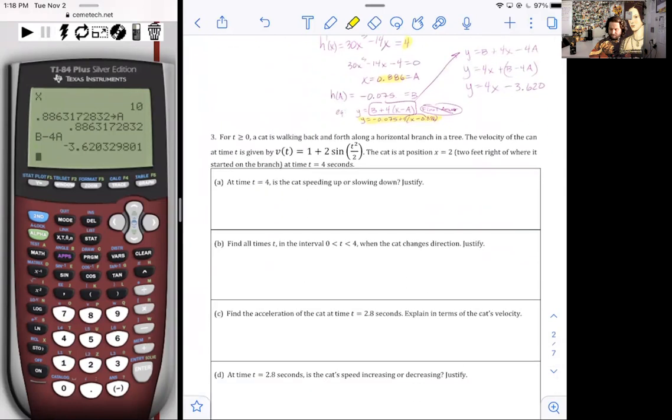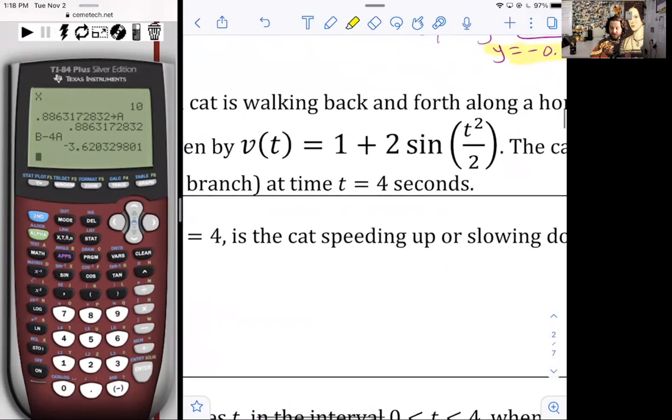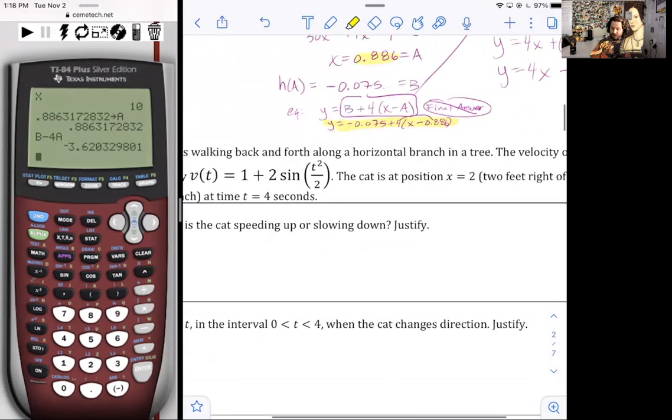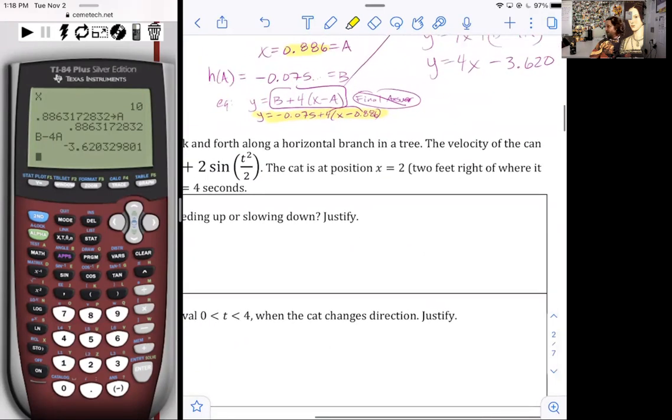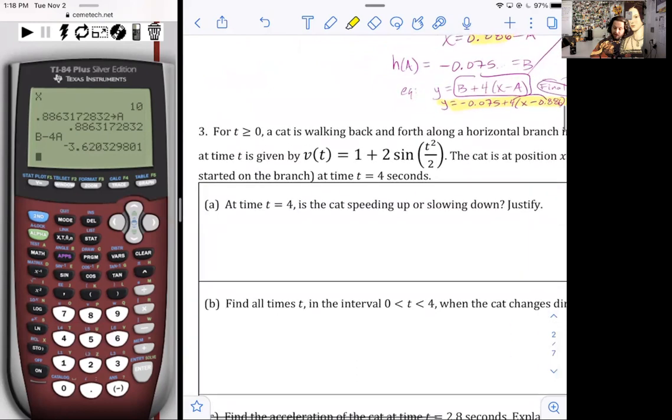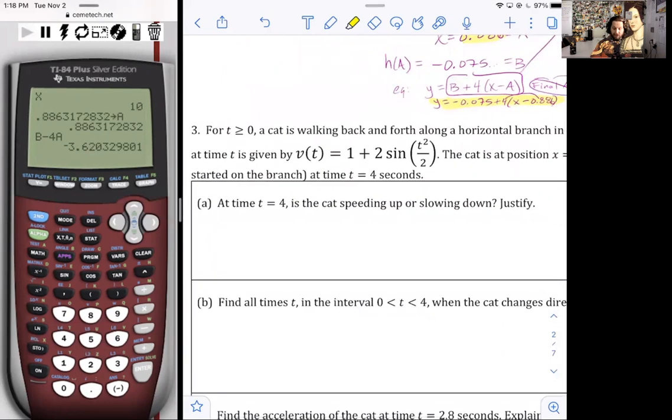All right. Let's go ahead and do the next one. A cat is walking back and forth on a horizontal branch. The velocity is given by this. It's at 2 at 4. So that didn't come into play on the first one. It won't come into play here either because that involves integration. But we can use the equation.